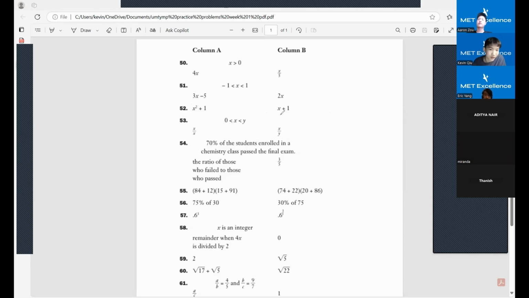Okay, 52. I'll give you guys a minute for that. The two choices here are x squared plus 1 and x plus 1.